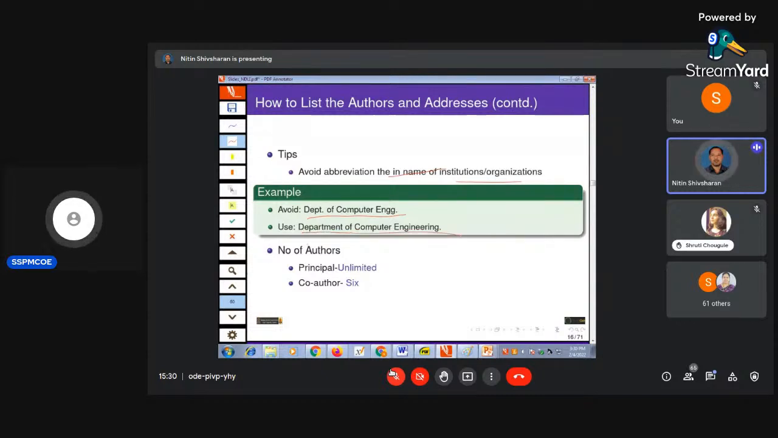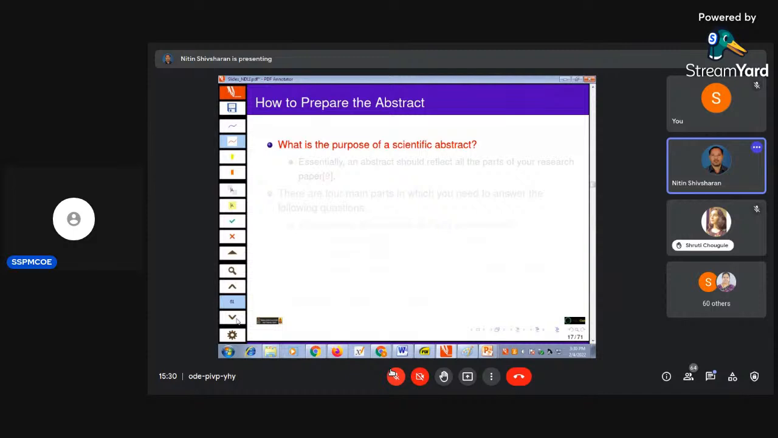Now, the number of authors. Sometimes students ask me, sir, how many authors we should use in an IEEE paper or any conference paper. For the principal investigator or main researchers, there can be an unlimited number, but the co-authors limit is 6. A maximum of 6 co-authors will be there in one research paper.